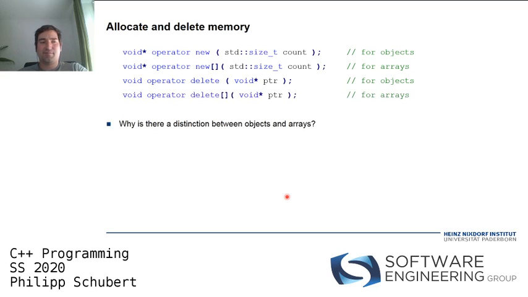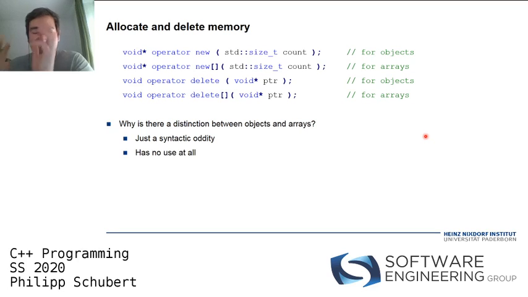A question one can ask is, why is there a distinction between plain objects and arrays? I don't know, and the honest answer is, it's just a syntactic oddity. So this really has no use at all, absolutely no use. It has just been introduced, and then people thought it was good, and they just stuck to it. But I mean, it has really no use at all. It also would have all worked out if you just had a plain new and plain delete.